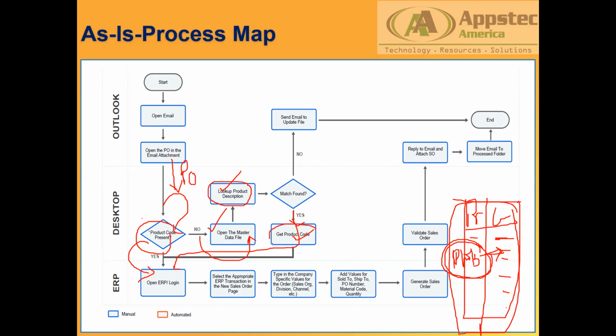Now, the moment I got the product code, I need to come back to my original process flow and start the same process till here, right? Now, here again, I have a deviation: when I'm looking for a product in the database, I can have a match, I cannot have a match.